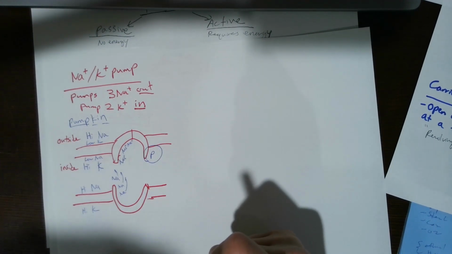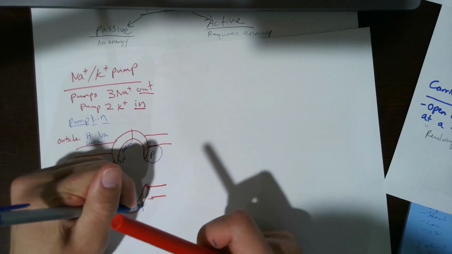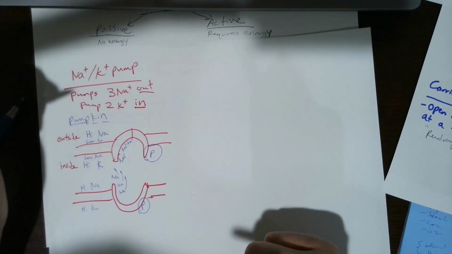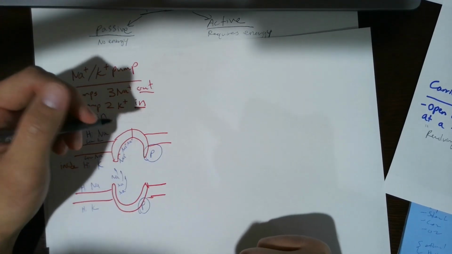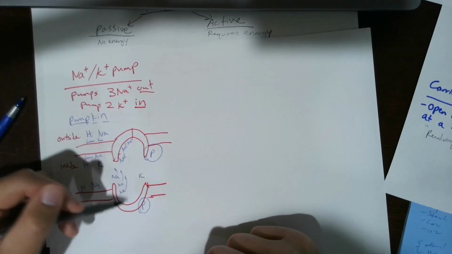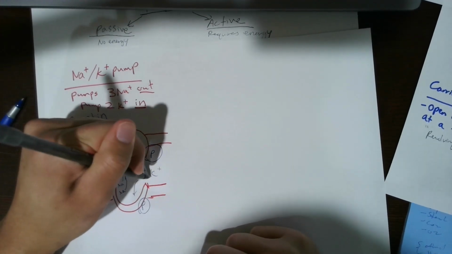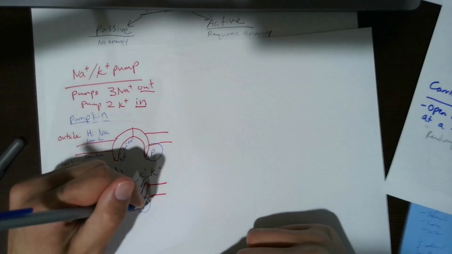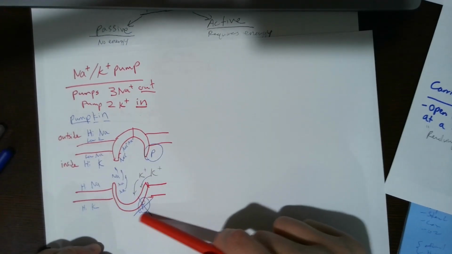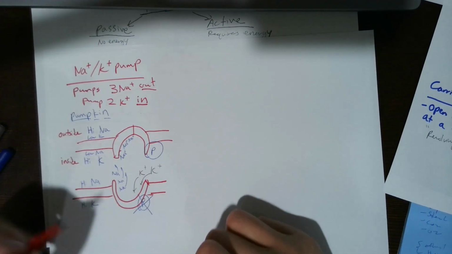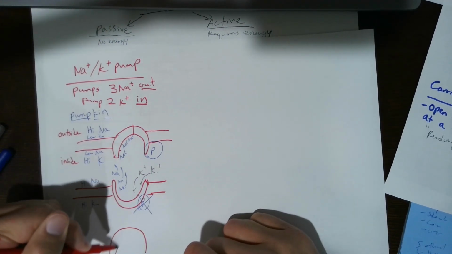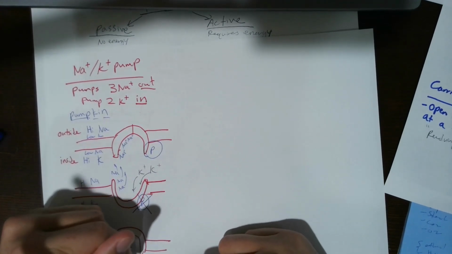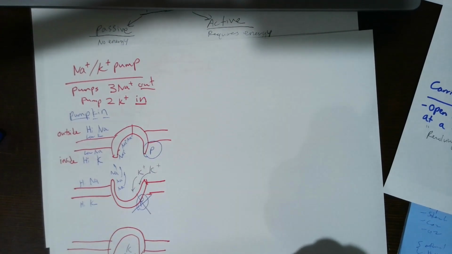Alright? Now, what happens is, phosphate's still there the whole time. Now we're going to get some potassiums that are going to come in. When the membrane is facing this way, 2 potassiums can come and bind to it. Alright? And then the phosphate breaks away. It releases itself. And then the protein flips its shape again. And then the potassiums get released into the cell.